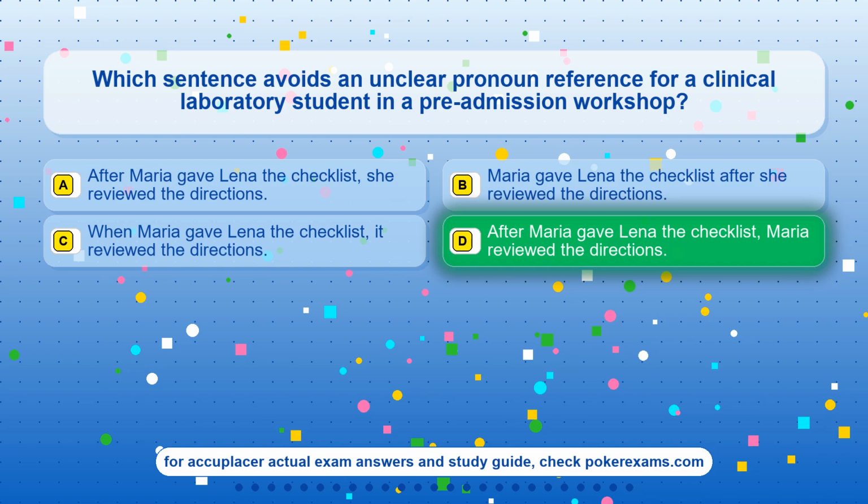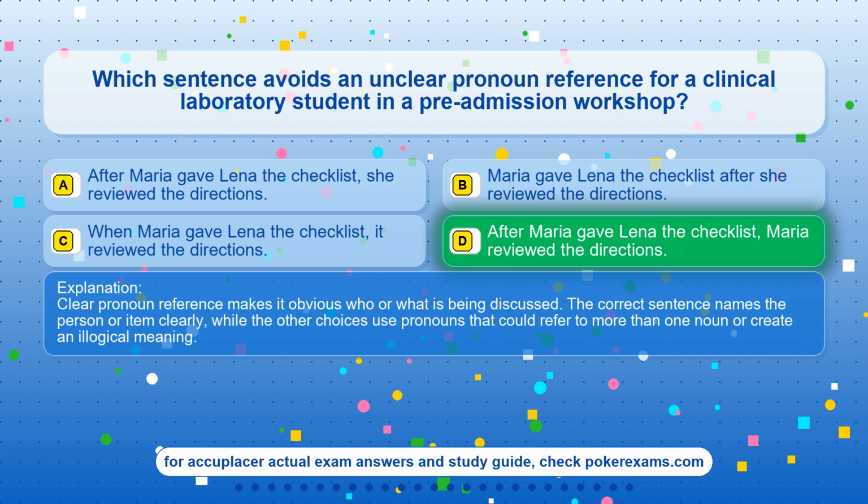The correct answer is option D. After Maria gave Lena the checklist, Maria reviewed the directions. Clear pronoun reference makes it obvious who or what is being discussed. The correct sentence names the person or item clearly, while the other choices use pronouns that could refer to more than one noun or create an illogical meaning.